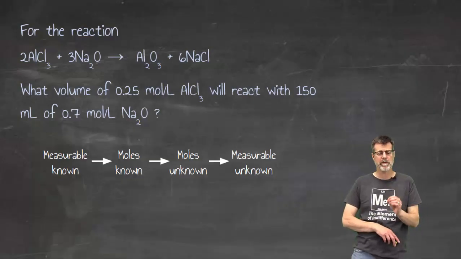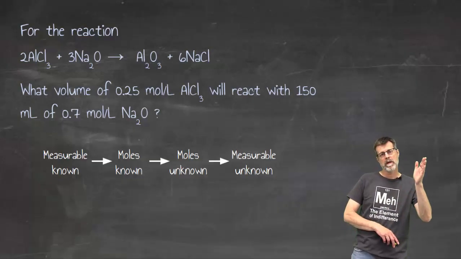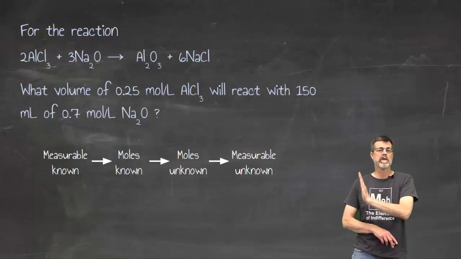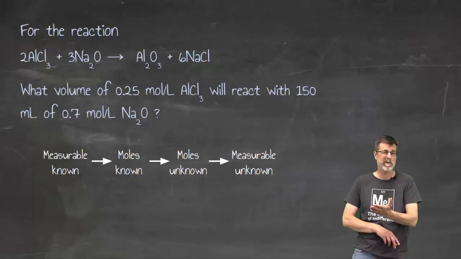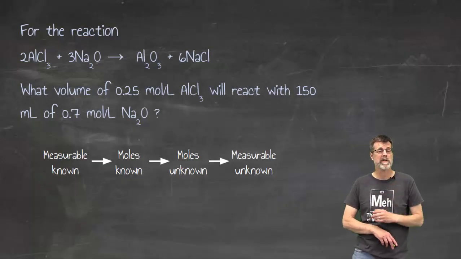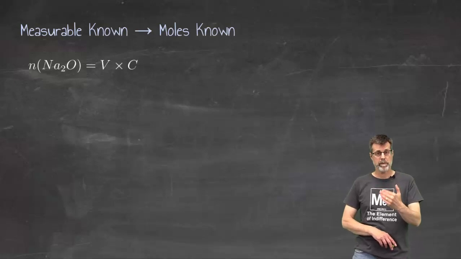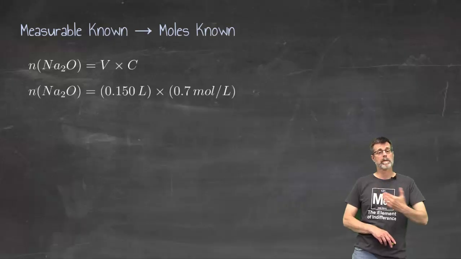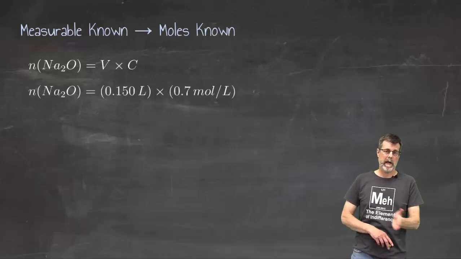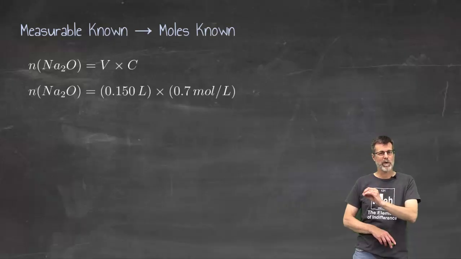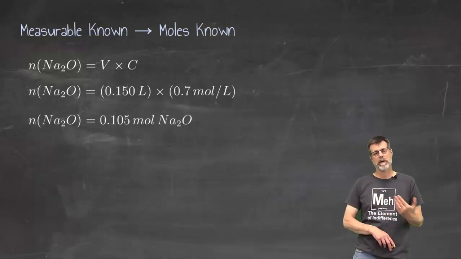I want to do that same pattern: thing I can measure to moles of one, to moles of the other, back to thing I can measure. And that's going to be every single time. Stoichiometry always has those 3 steps. Measurable known to moles of known. I have a volume. To get moles out of a volume, I do volume times concentration. In this case, I have that 150 milliliters, but my concentration is moles per liter, so the units have to work. I convert the milliliters to liters, multiply by the concentration, and I get 105 moles of sodium oxide.